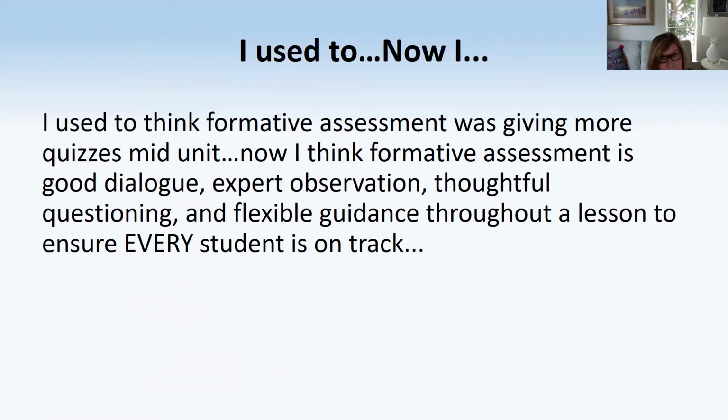I used to think that formative assessment was giving more quizzes mid-unit. Now I think formative assessment is good dialogue, expert observation, thoughtful questioning, and flexible guidance throughout a lesson to ensure every student is on track. So you can see that this teacher has really internalized the idea of formative assessment as something that's ongoing through the lesson, where evidence is obtained from dialogue, observation, questioning, and flexible guidance is offered to students to make sure that each one of them is on track to meet the goal.